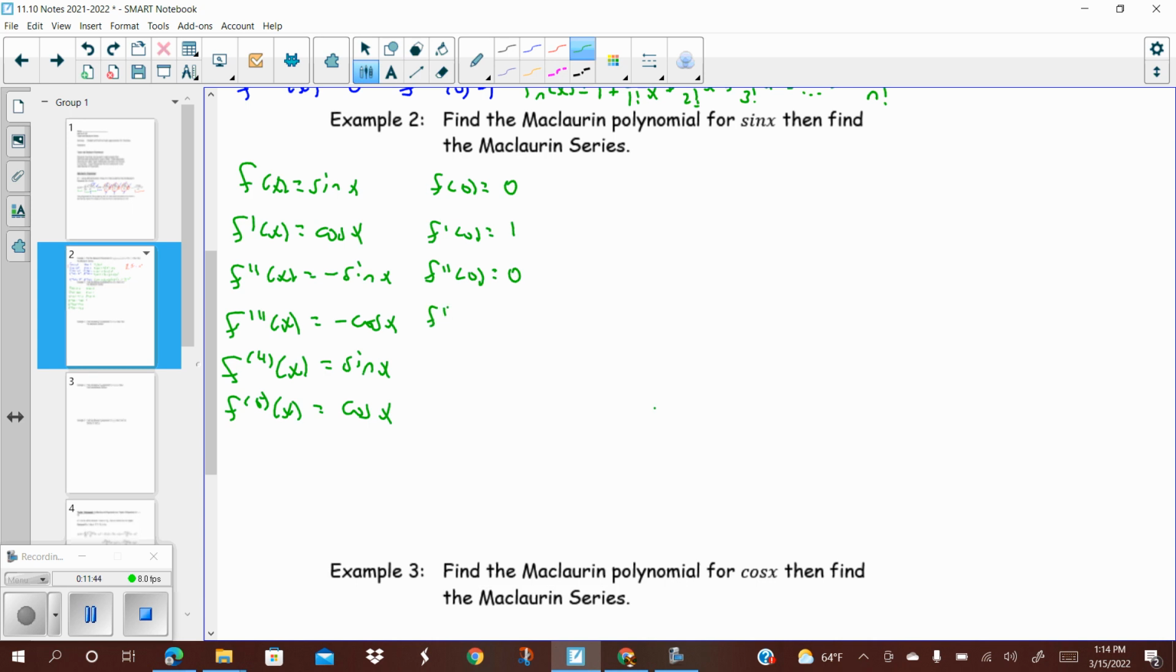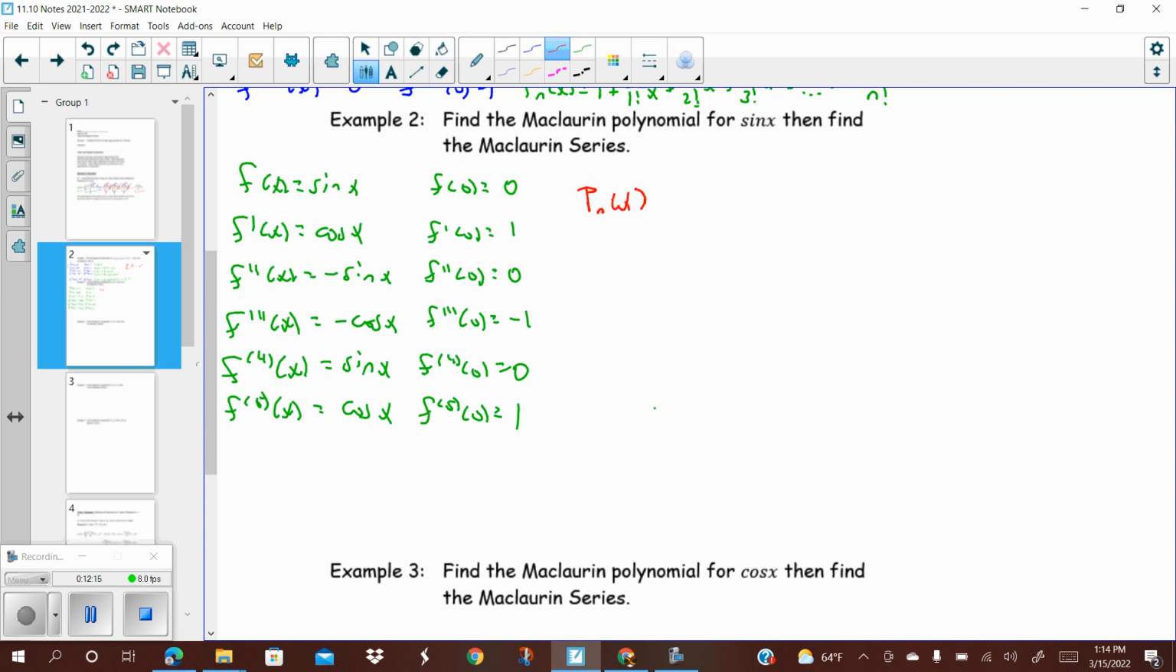We need the third derivative at 0. Let's see, cosine of 0 is 1, but throwing that negative out there makes it negative 1. We need the fourth derivative at 0, which again is going to be 0. And we need the fifth derivative at 0, which is bringing us back to 1 again. So if we want to write the nth term for this thing, because ultimately we're trying to get the series and we need that nth term, let's start writing out the terms that we know.